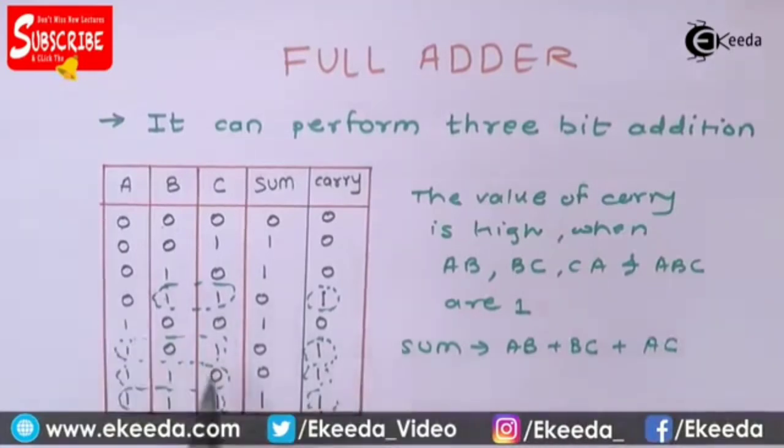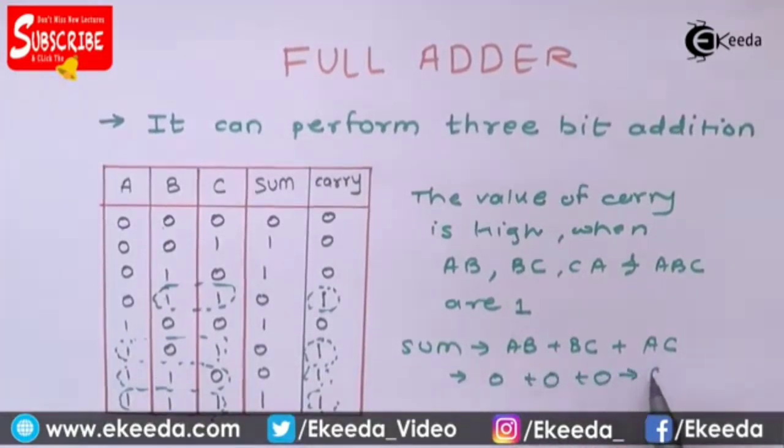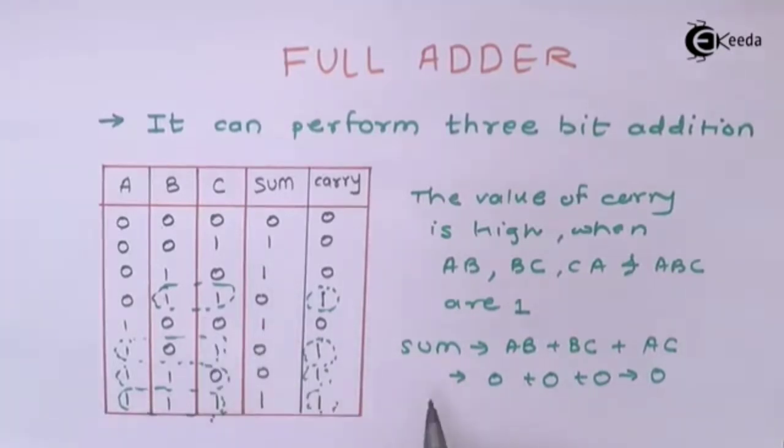Now let's verify it from the truth table. Okay, value of AB, A into B, 0 into 0 is 0, plus BC, 0 into 0 is 0. 0 plus 0 plus 0, it will give 0.